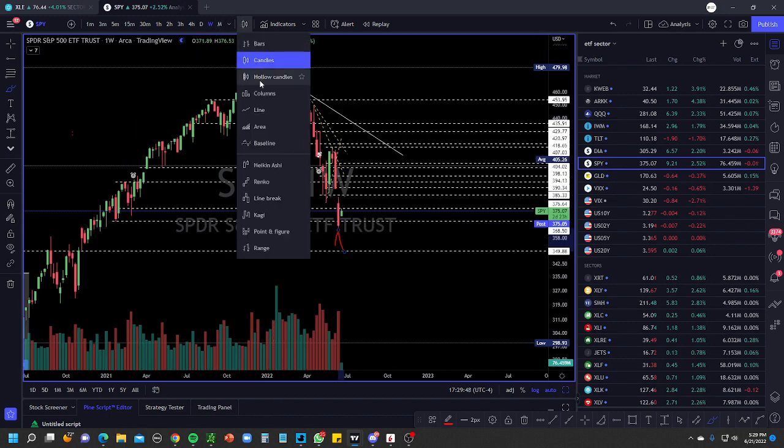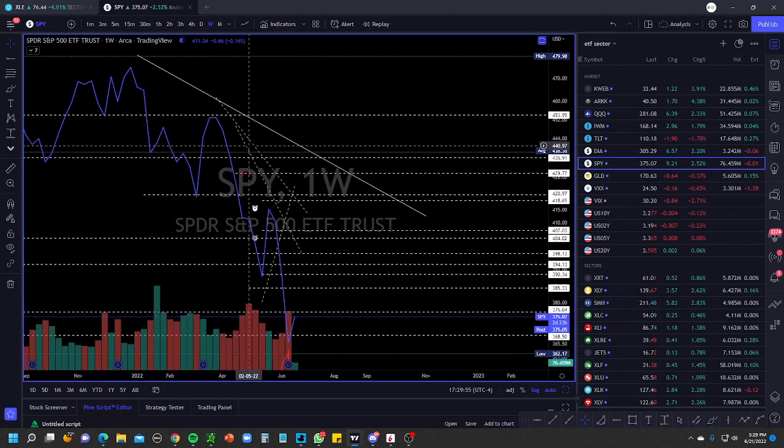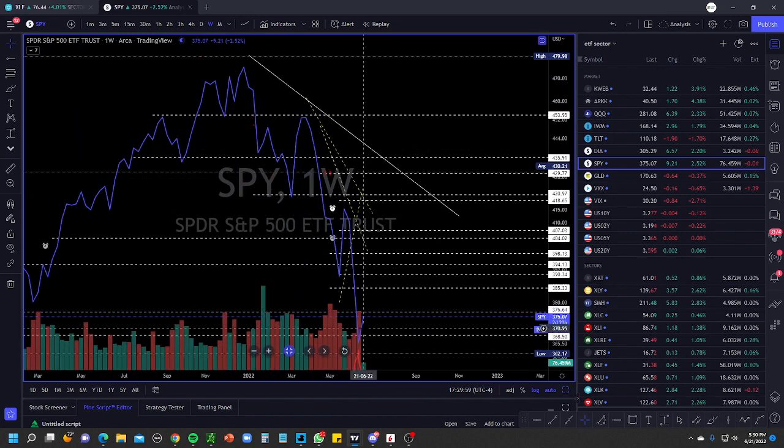So this is where I like to switch over to line charts, and if you can see, this gives me a clear area here. As we can see, it's a very steep down move here, right? But also on rising volume. Okay, so this move down came from rising volume.